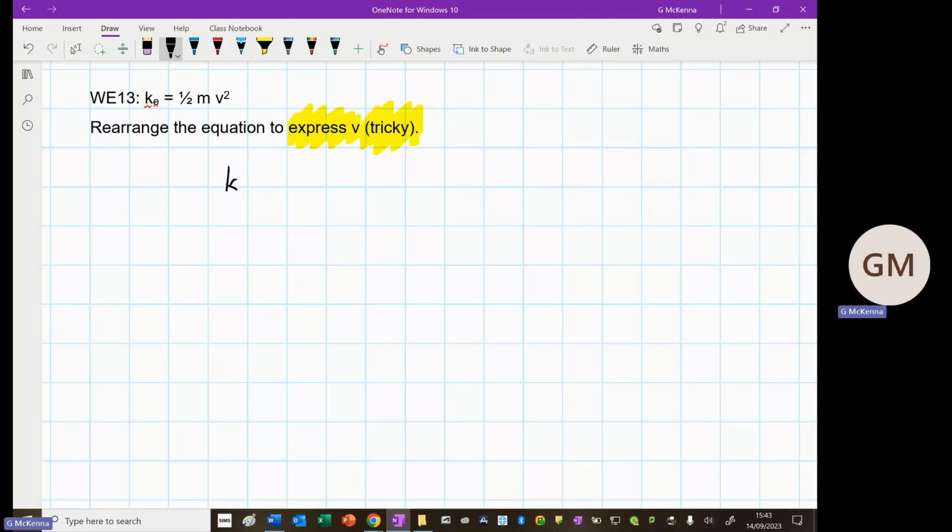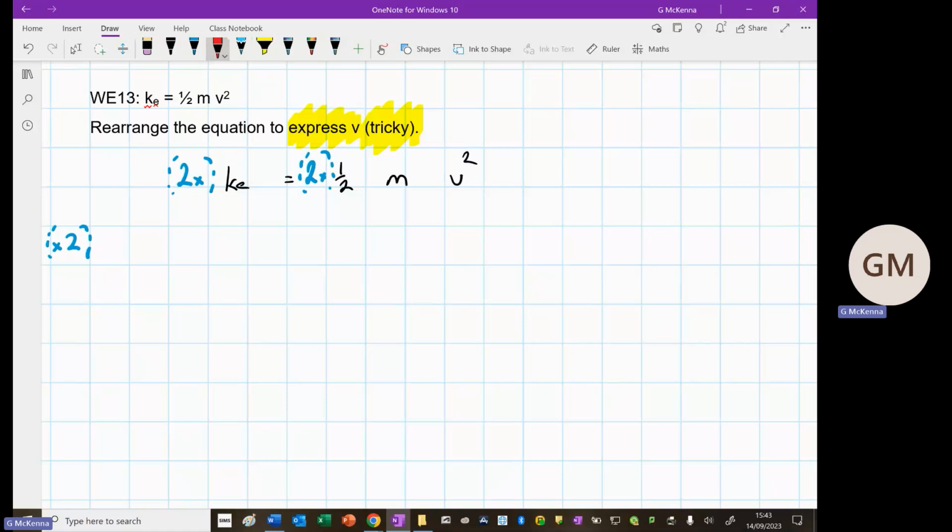Write the equation out: kinetic energy is equal to half mv squared. I will again try and get rid of this half first of all. To do that, we'll just multiply both sides of the equation by 2. So I might just come out here, look, there's 2 times kinetic energy, and then there's 2 times the stuff on the right hand side.